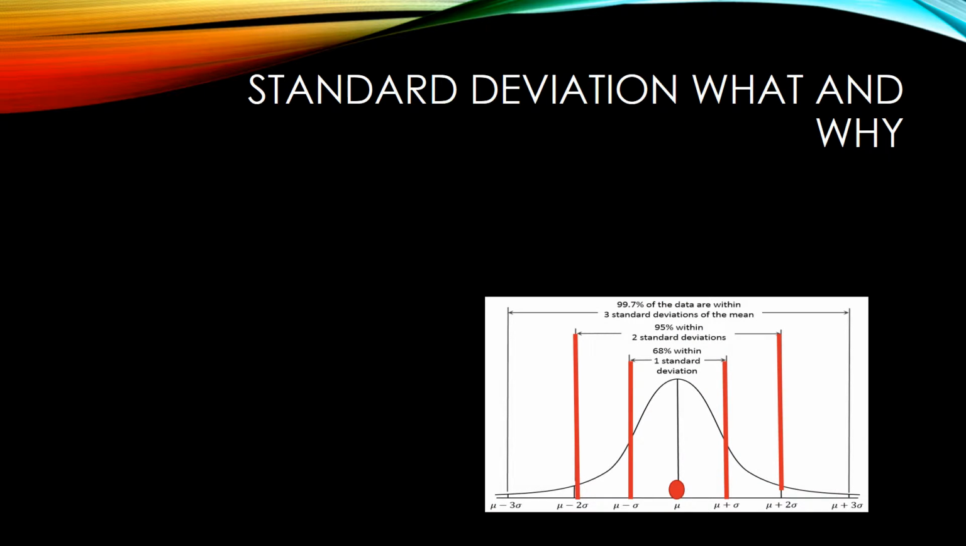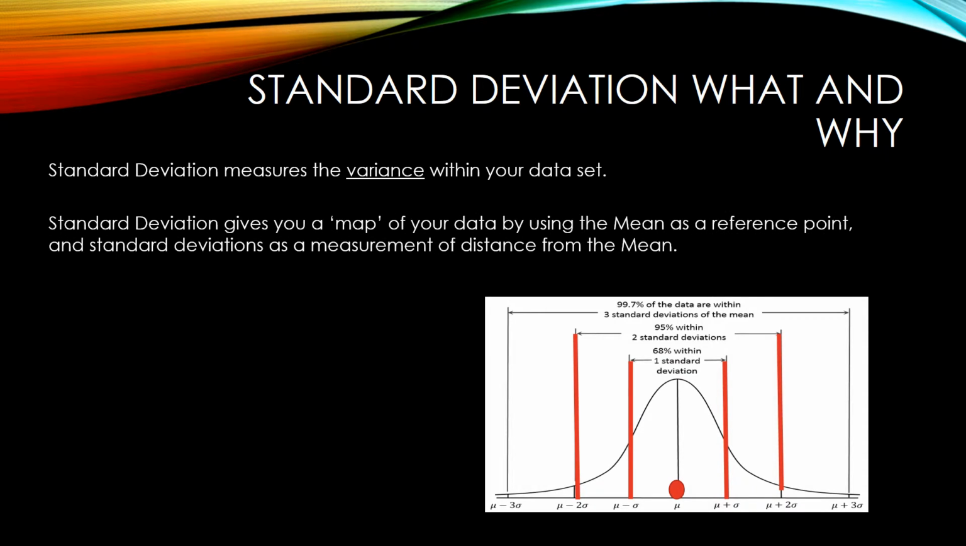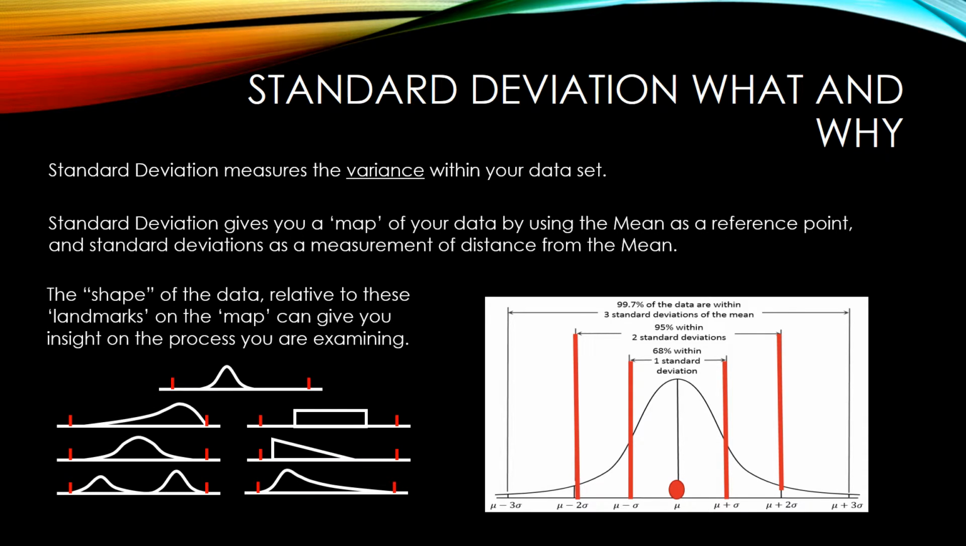Alright, so standard deviation, what and why? As I said, standard deviation is what measures the variance within your data set. And it gives you a map of your data by using the mean as a reference point and standard deviations as a measurement of distance from the mean. Once you view all this data on a histogram, the shape of that data relative to those landmarks of the mean and how many standard deviations away from the mean you are, those landmarks on the map can give you insight on the process that you're examining.